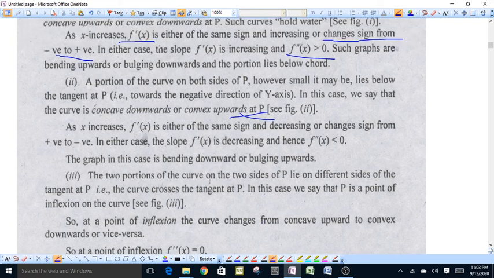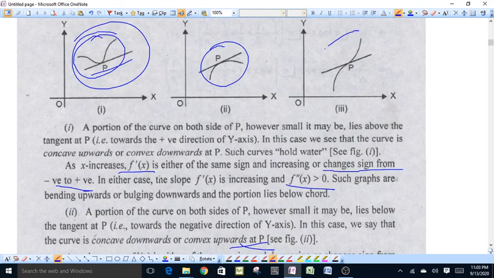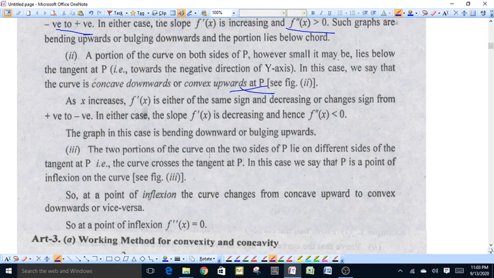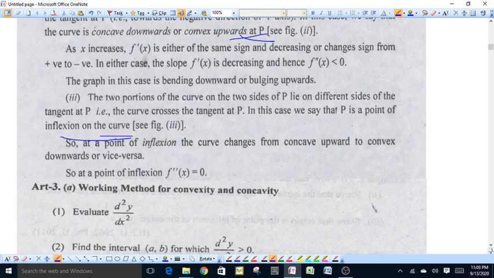Third possibility is that both portions of the curve lie on both sides of the tangent to the curve at point P. One portion of the curve lies above the tangent and one portion lies below the tangent to the curve at point P. Then point P will be the point of inflection on the curve. At this point, the second order derivative of the function will be equal to 0.